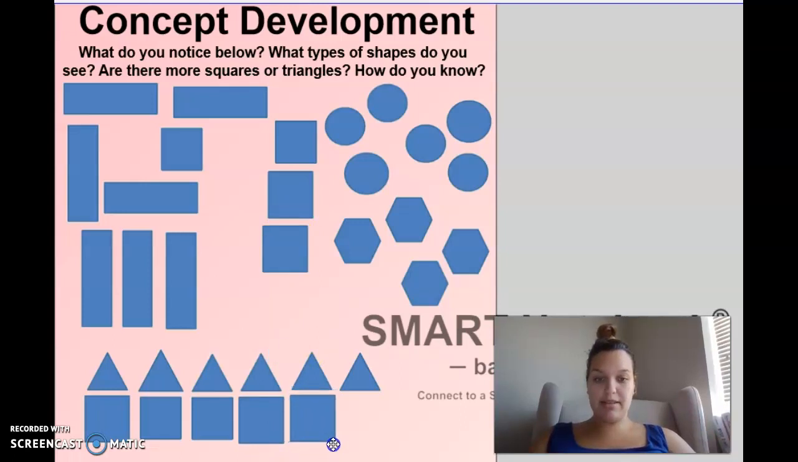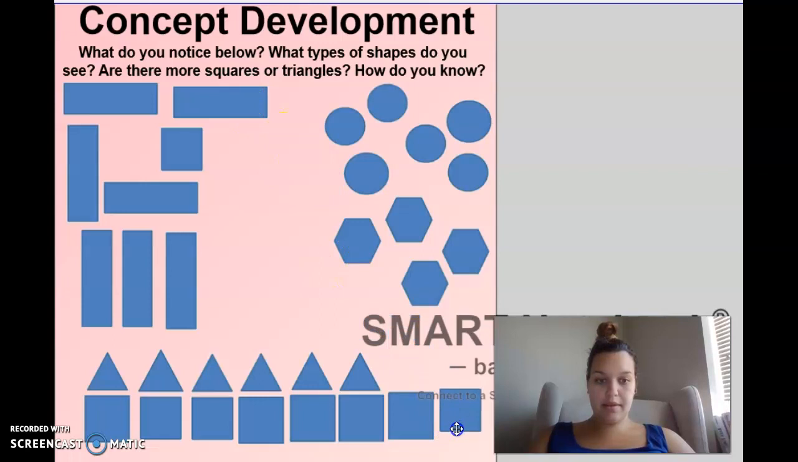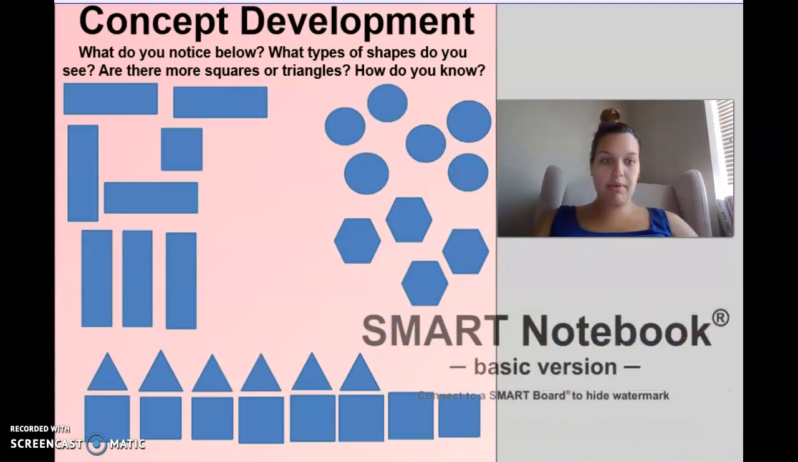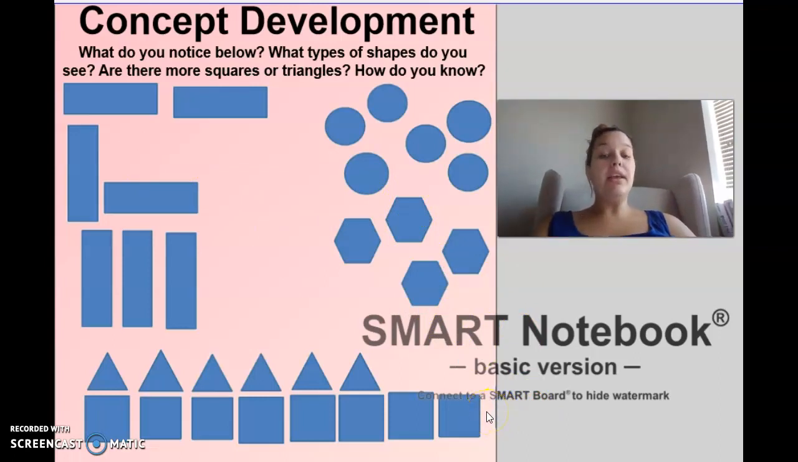One slid away from us. Keep sliding away. I'm going to move my webcam up here so you can see all our squares. Okay, so I want you to look at the squares and the triangles.